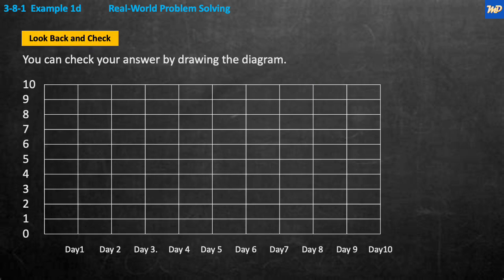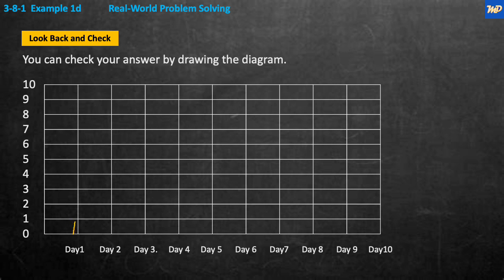Okay, example 1D of our real world problem. Now we're going to look back and check. So what they say is you can check your answer by drawing the diagram and filling it in to see how it worked out. Did our using the smaller wells prove to be correct when we decided how many days it would be for our larger 10-foot well? So we're going to start on day 1. On day 1, we start at 0 feet.